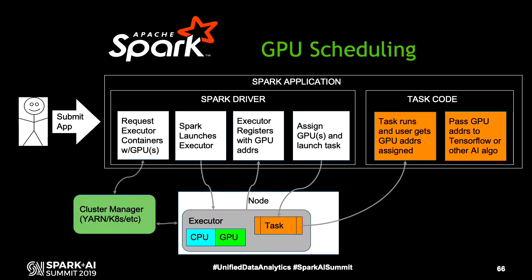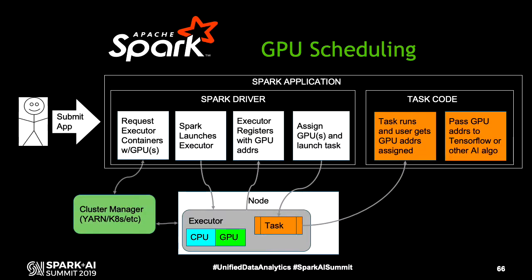And when the executor starts, it will run that discovery script, and it will discover, hey, I've got a GPU, address is 0, for instance. Spark sends that information back to the driver, and it registers with the driver. And the driver can then use that information to schedule tasks on.